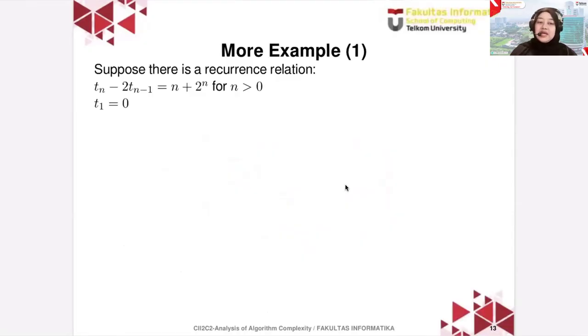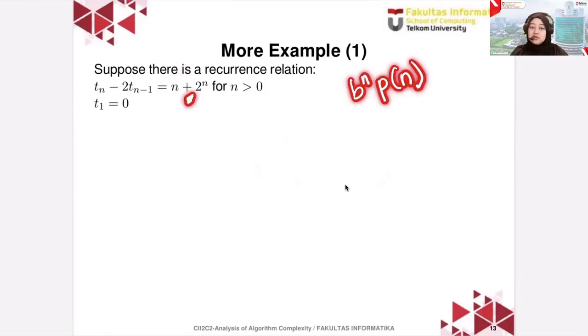For example, here we have two terms on the right-hand side. Again, when I say two terms, the term we can have on the right-hand side will be in the form of b to the n times a polynomial. But in this case, we have an addition, right? So we have two terms. This is the first one, and this is the second one. In the first one, we have the term n. In the second one, we have the term 2 to the n.